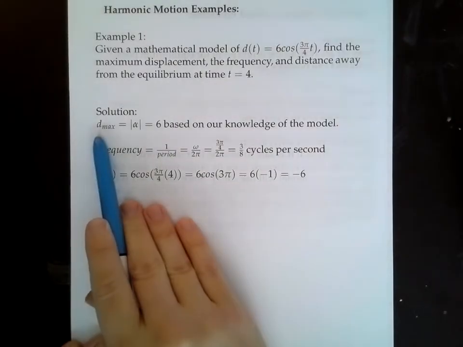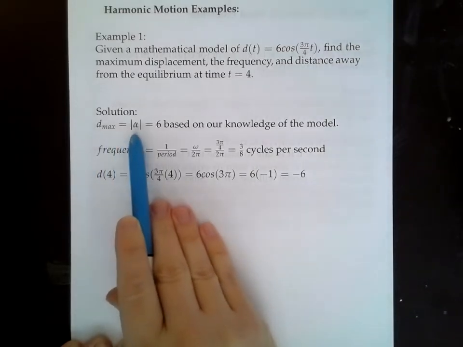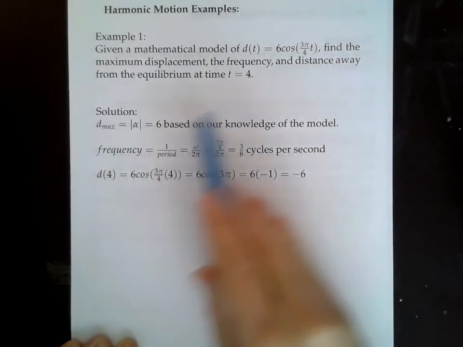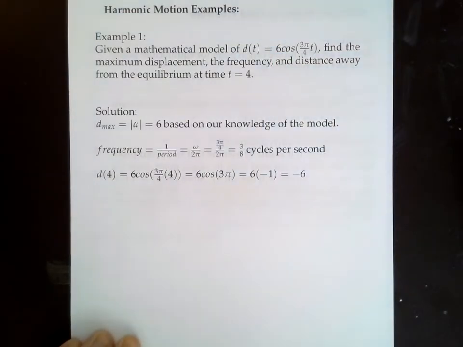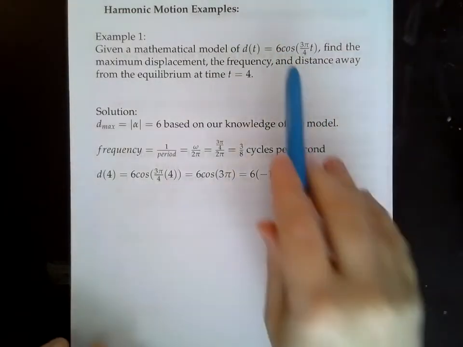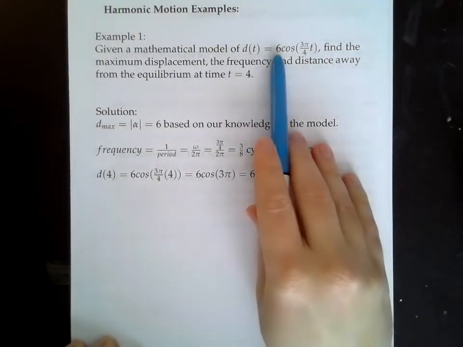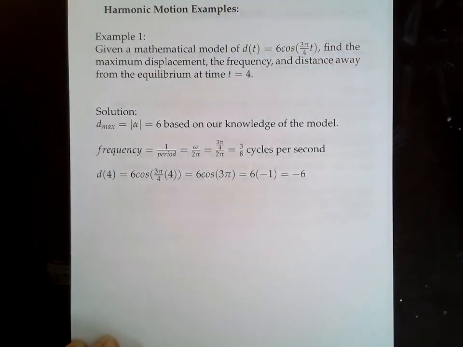The maximum distance, or the maximum displacement, is going to be equal to our amplitude, which in this case is going to be 6, because that's based on our knowledge of the model. So again, we have this constant multiple out front, which is going to change our amplitude just like it did when we were doing a translation of functions.